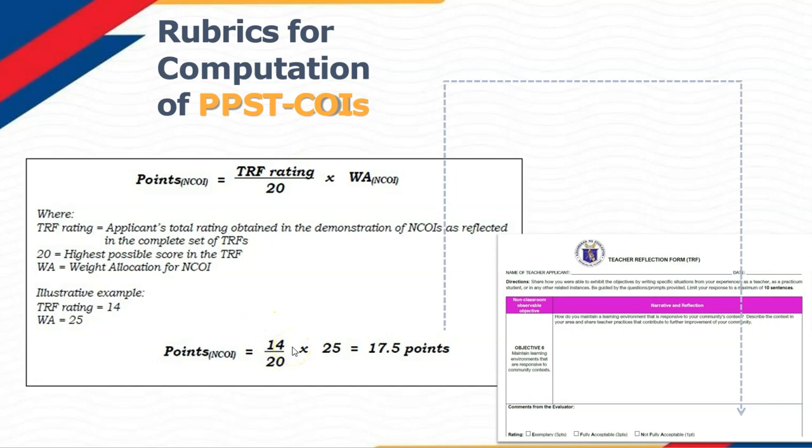So to compute your points in this criteria, 14 divided by 20 times 25, which is the weight allocation, is equal to 17.5 points. So in this criteria, the applicant got 17.5 points.